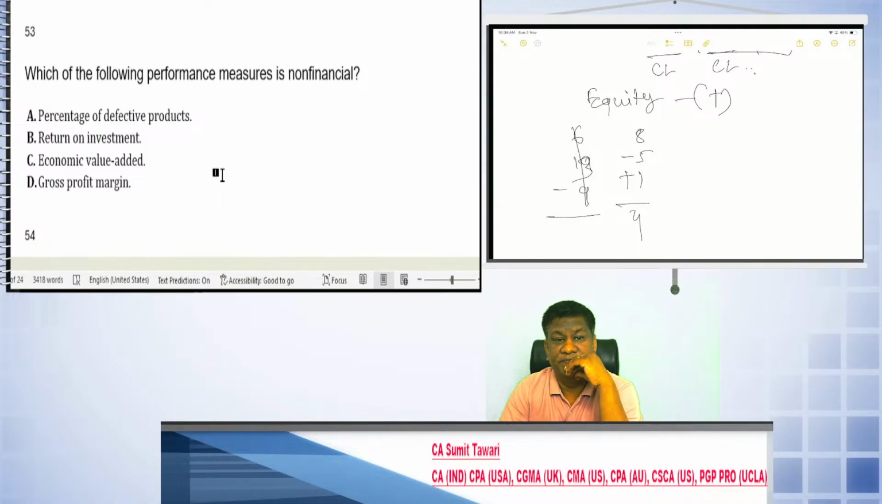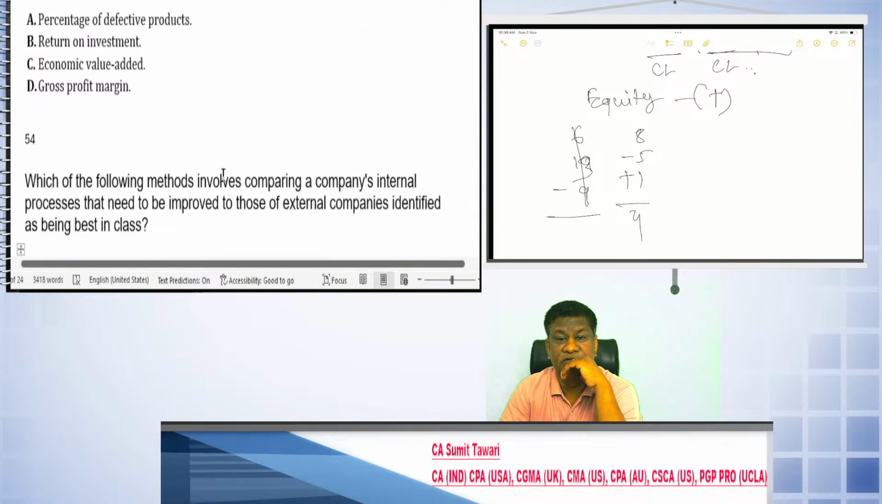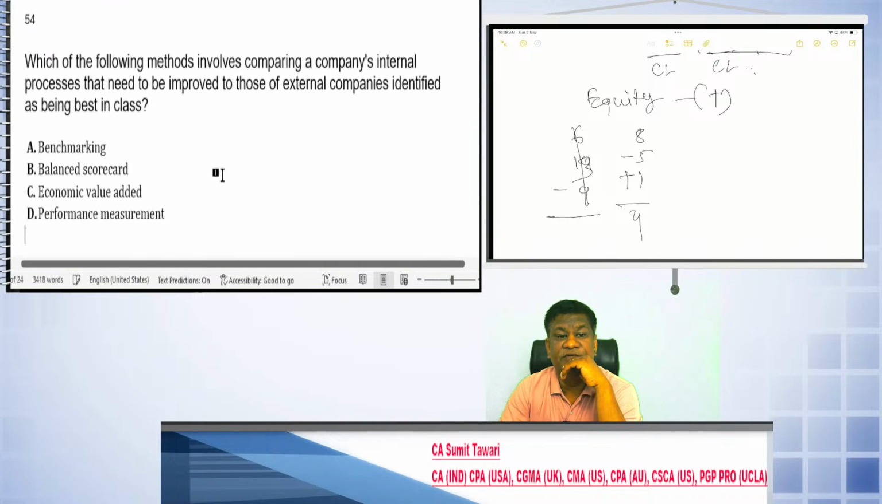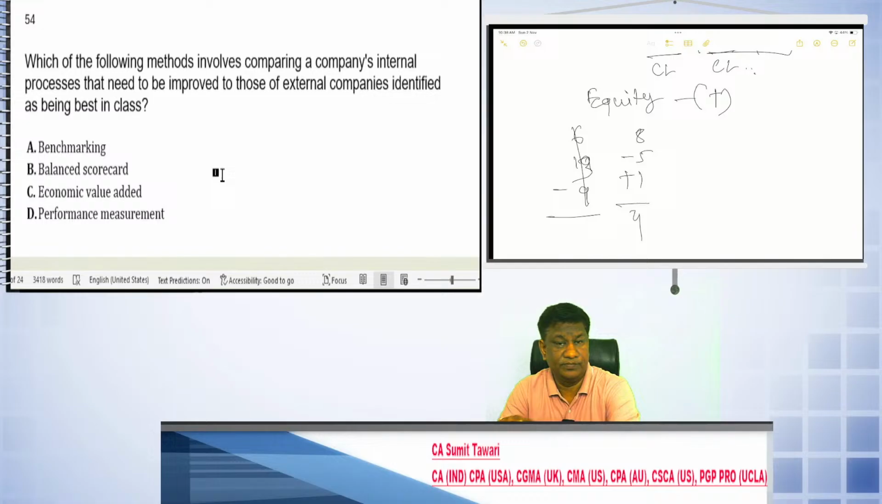Question number 53. A, sir. A, percentage of defective products. Question number 54. A or D? Now, performance measurement we are doing in-house. So benchmarking is A. Okay, sir.